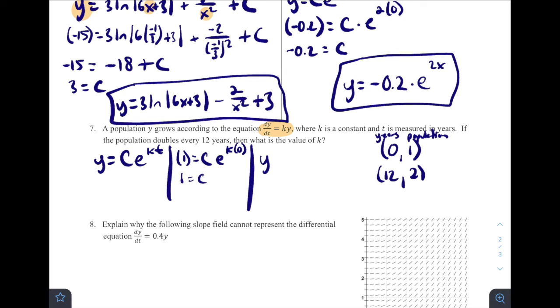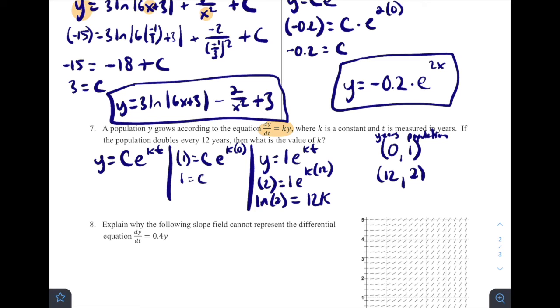Knowing that, we can say that y is equal to 1 times e to the kt, and we can plug in our second coordinate here. So we could say 2 is equal to 1 times e to the k times 12. We can then divide by 1 on both sides, or just say multiplying by 1 doesn't change it. And in order to get the k down out of the e, we're going to need to take the natural log of each side. So ln of 2 is going to equal 12k.